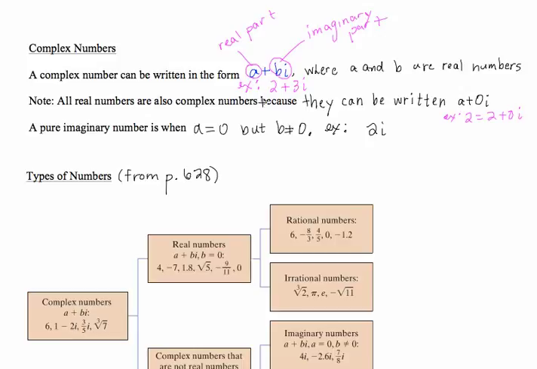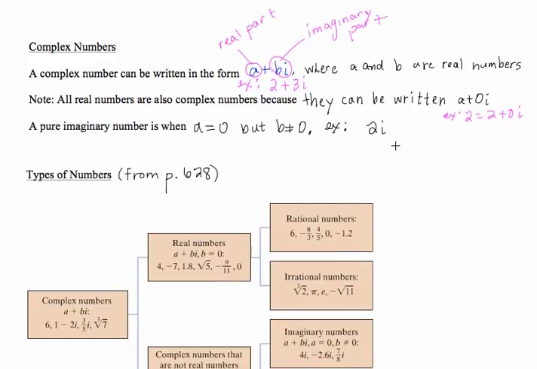A pure imaginary number is when the first part, the real part, is 0, so a is 0, but b does not equal 0. So for example, if it just said 2i, that's just a pure imaginary number because there's no real part to it. It's not being added to a real number.